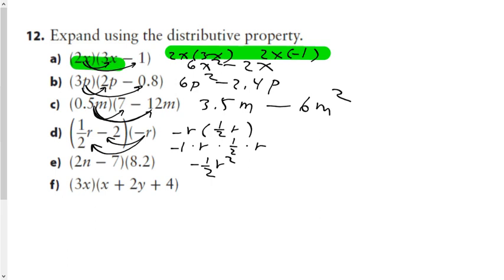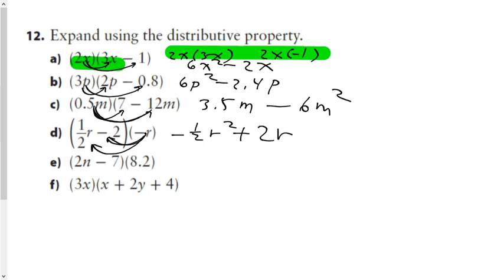So when I multiply that first term, negative r multiplied by half of r, I'm going to get a negative half r squared. When I multiply the last one, negative r by negative 2, I'm going to get a positive 2r, because a negative 1 coefficient times a negative 2 is a positive 2. And that's my solution.